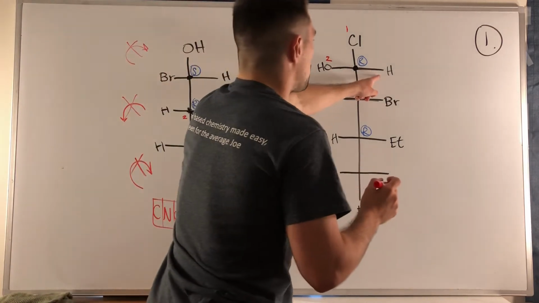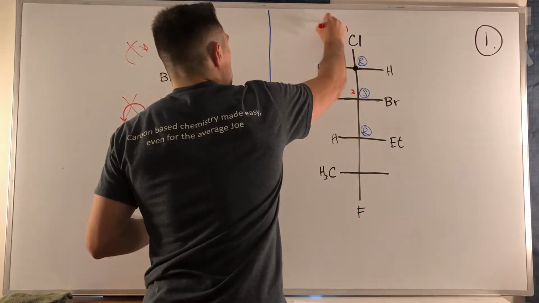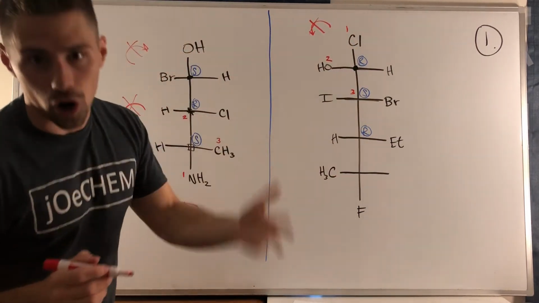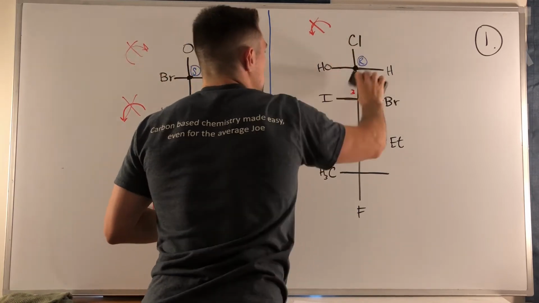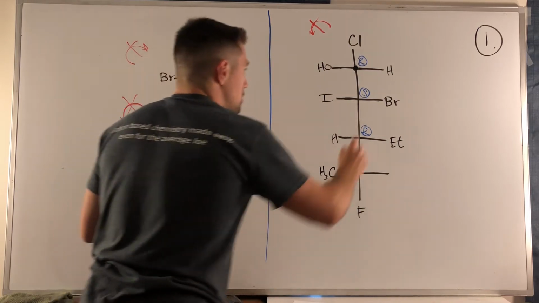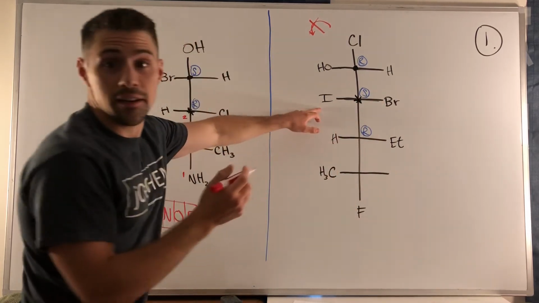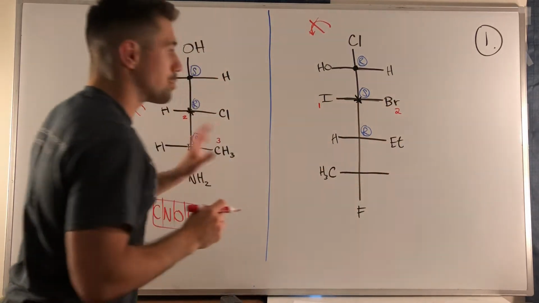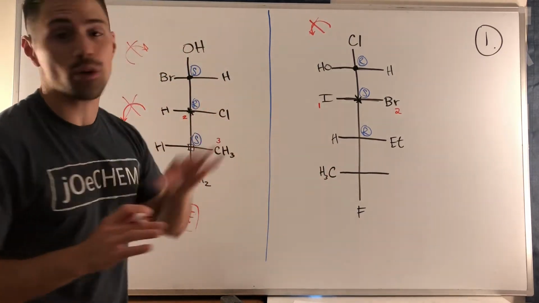So, lowest priority group is facing us, so we will assign and then take the opposite. So it looks like we are S, but in fact we are R. Okay? So I'm going to erase these to clean up. Now, this carbon down here that I'm going to asterisk, we have the iodine that is heavier than the bromine. Then we have the bromine, and then we're going to have to break a tie. So interesting, no hydrogen here.